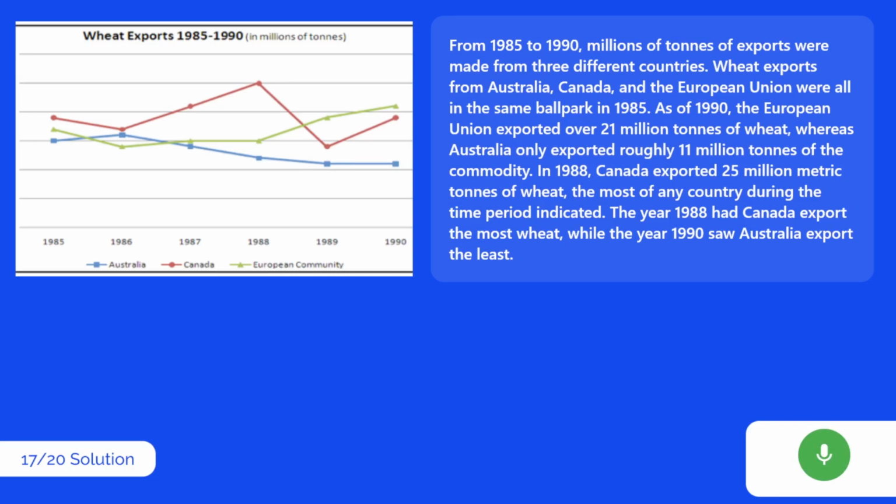From 1985 to 1990, millions of tons of exports were made from 3 different countries. Wheat exports from Australia, Canada, and the European Union were all in the same ballpark in 1985. As of 1990, the European Union exported over 21 million tons of wheat, whereas Australia only exported roughly 11 million tons of the commodity. In 1988, Canada exported 25 million metric tons of wheat, the most of any country during the time period indicated. The year 1988 had Canada export the most wheat, while the year 1990 saw Australia export the least.